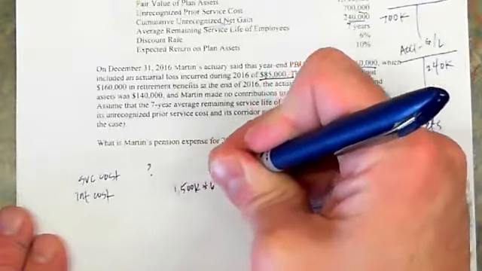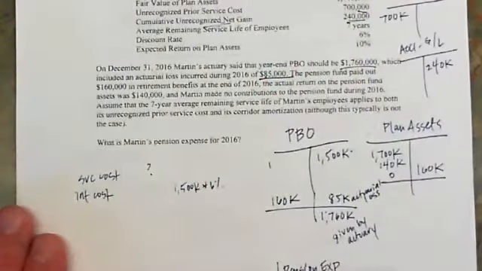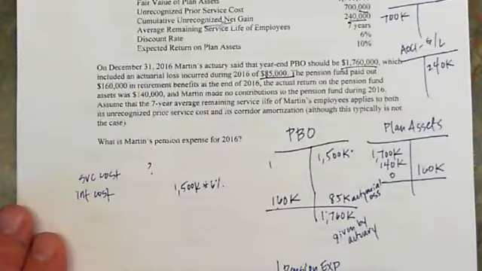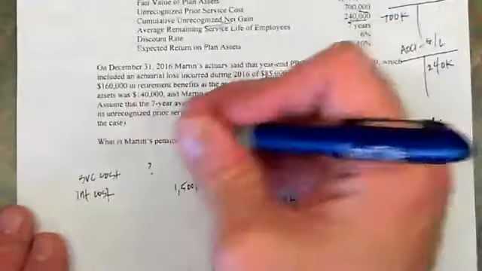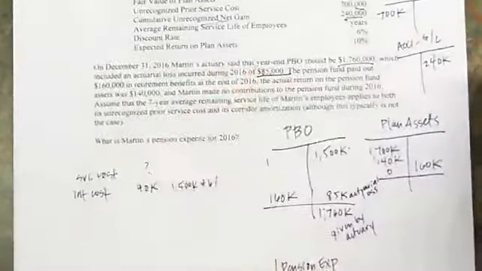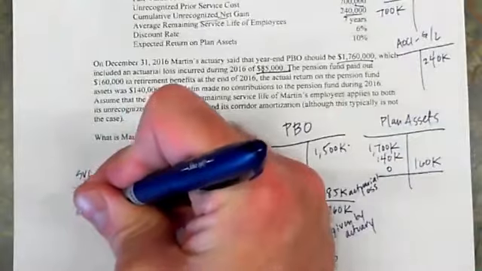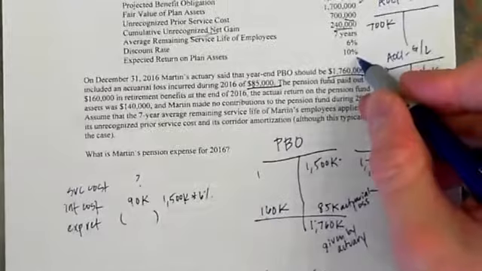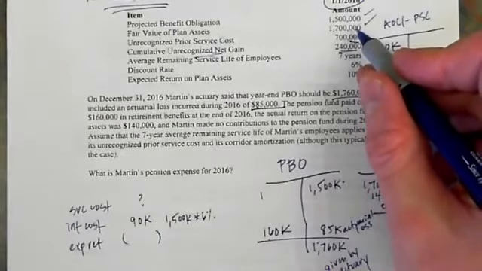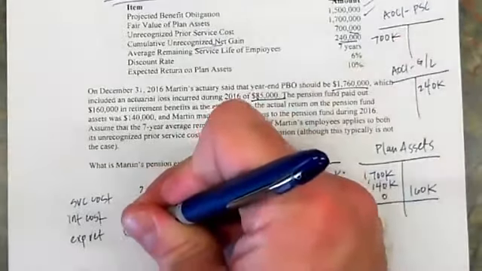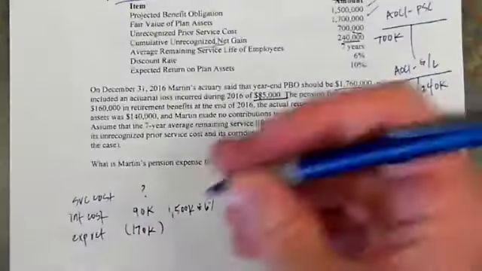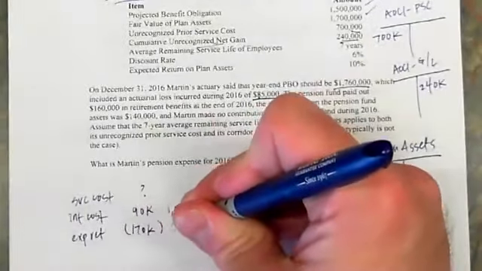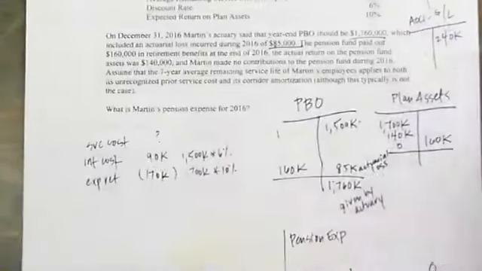So that $1,500,000 times 6% gives me $90,000 of interest cost. My expected return is going to reduce pension expense. I have an expected return of 10%. My plan assets are $1.7 million. And so that's going to turn into a $170,000 reduction, 1,700,000 times 10%. Right.